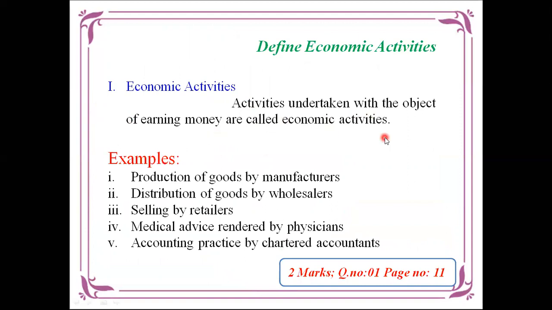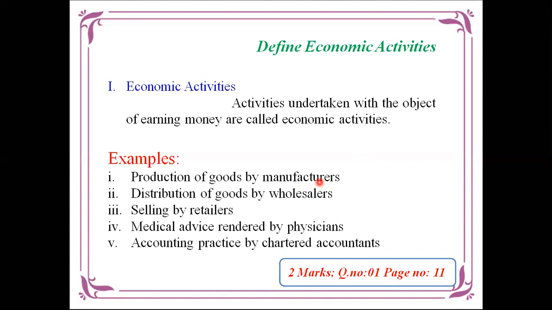The objective to earn money means it is money oriented. It may be manufacturing or production of goods, distribution of goods by wholesalers, selling by retailers, medical advice rendered by doctors, accounting practice by chartered accountants. These are some examples where there is a play of money. Simply we say, when there is a play of money to earn money or to earn a profit, that is the economical objective. The buying and selling of goods and services is an economical objective. When money comes in, it is purely an economical objective.